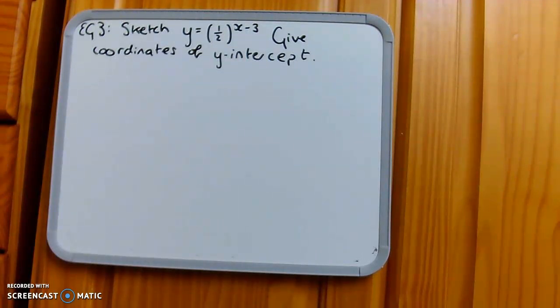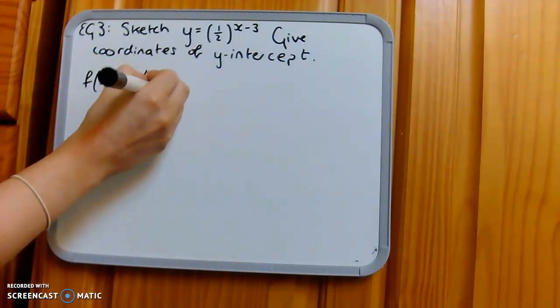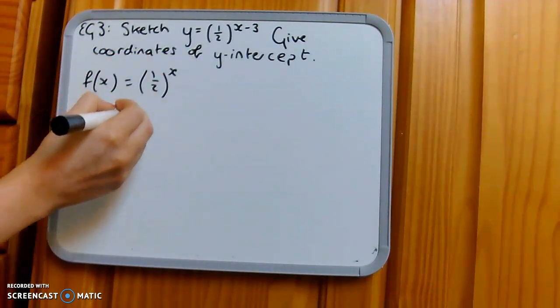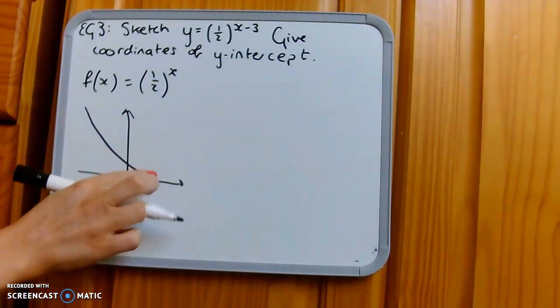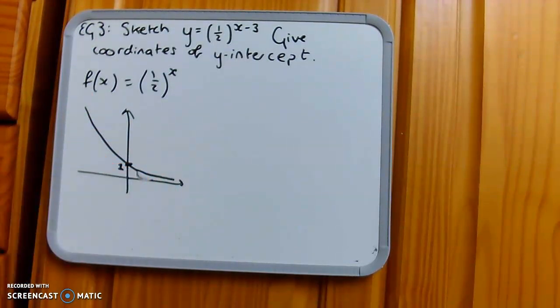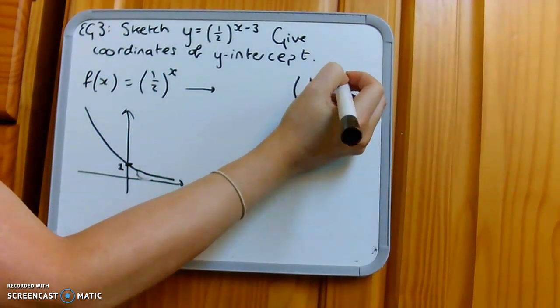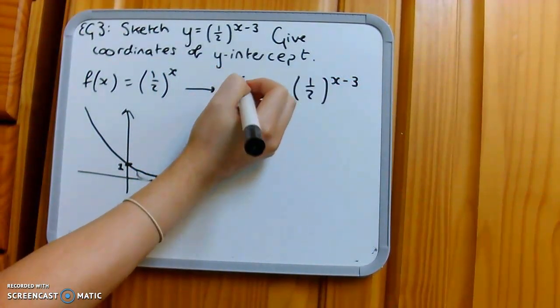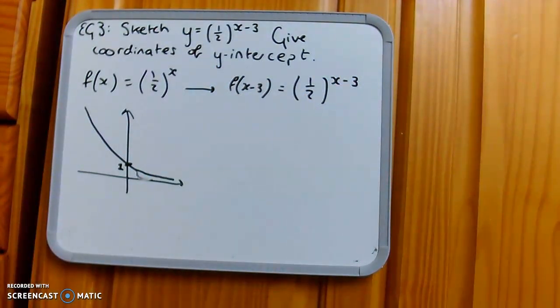So if we're sketching, we know how to sketch f of x, which is a half to the power of x. Okay, we've just discussed that. That's going to show some sort of exponential decay and look something like that. Okay, crossing here at 1. Okay, so if we now think this is going to become a half to the power of x minus 3, that means the function is becoming f of x minus 3.